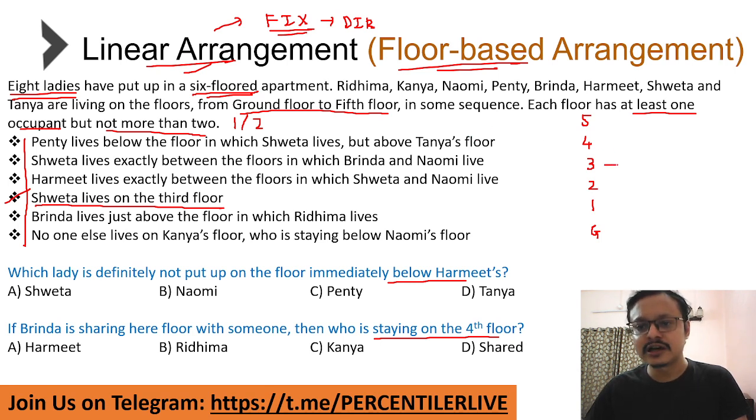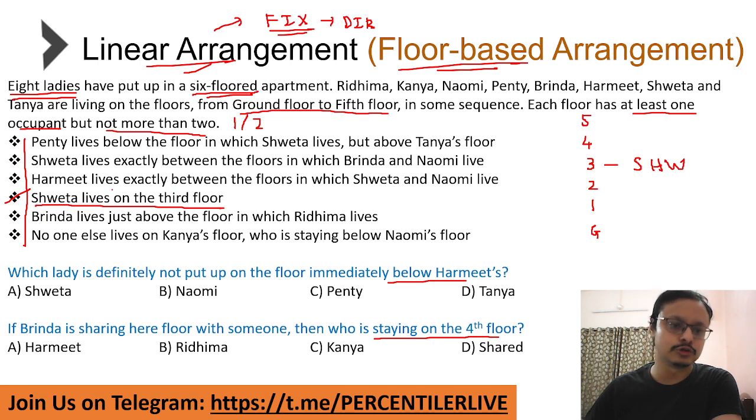So what we do is, against the 3rd floor, we mark Shweta. So we put the 3rd floor as S, we mark the name as Shweta. Now what about the remaining floors? If you look at clues on Shweta, you have 2 clues. One says Harmeet lives exactly between the floors in which Shweta and Naomi live, which means either Harmeet can be below Shweta or Harmeet can be above Shweta.